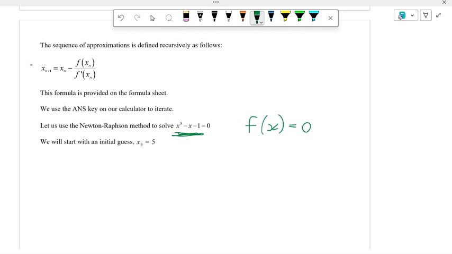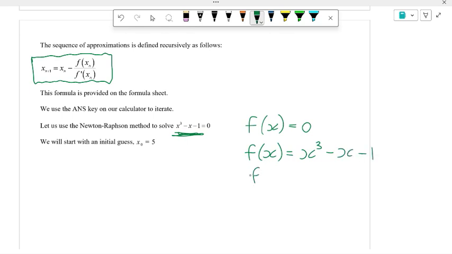If you look at the formula here, which you get provided in tests and exams, we're going to need the derivative of f. So our function here is x cubed minus x minus 1. What will the derivative be? Very easy. 3x squared minus 1.